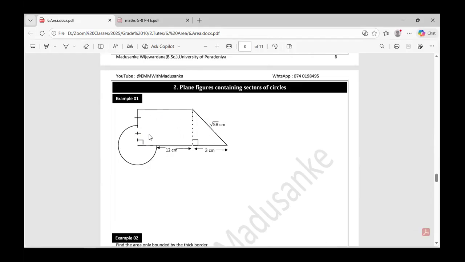So you have to find the total area of this figure, right? Plane figures containing sectors of circle, right? You have to find the area of this right angle triangle. This one I will mark. And you have to find the area of this rectangle, right? And then you have to find the area of this sector of a circle, and you have to add them together. So you will get the final answer, right? So give it a try to do this.